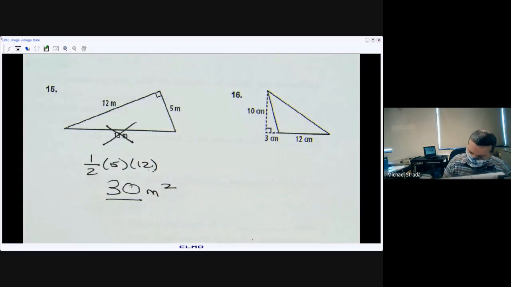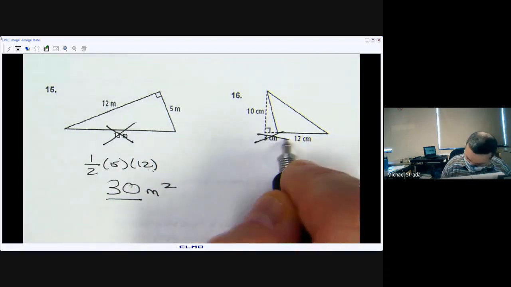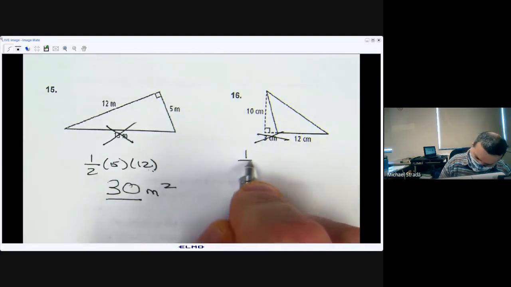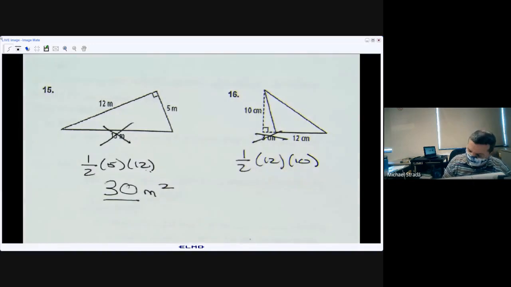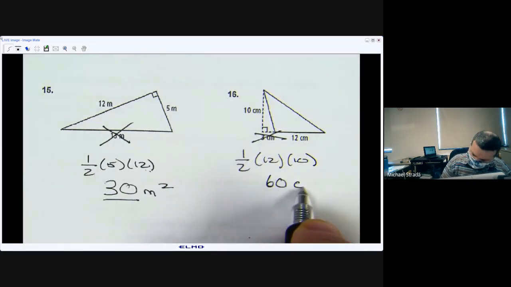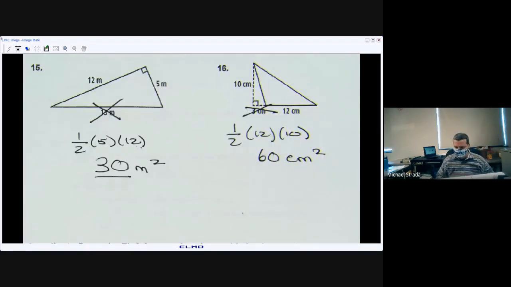And 16, who's not coming to the party? 3. Good, because it's an extension, not a side. So I'm doing 1/2 12 times 10. Myself, I would do half of 12 because that's 6, and multiplying by 10 is just adding a 0, 60 centimeters squared. All right, on Monday, we will talk about converting between square units.